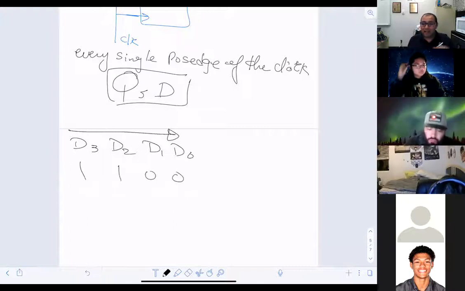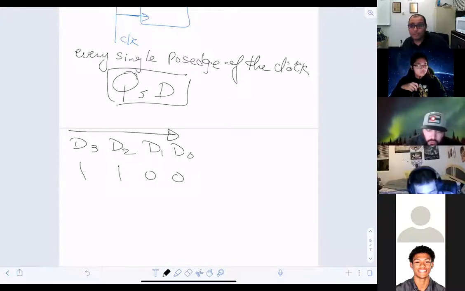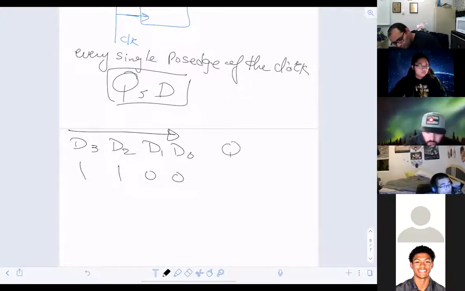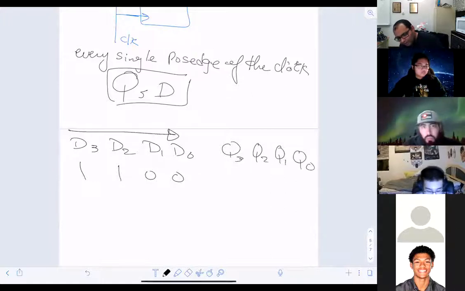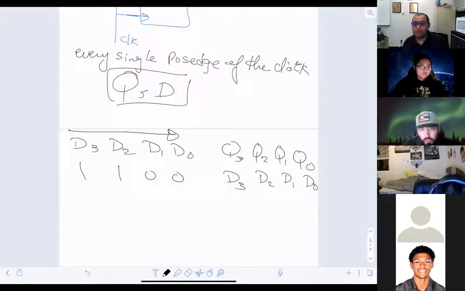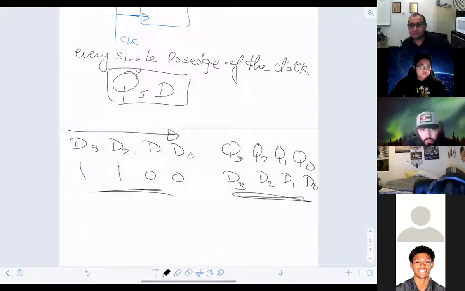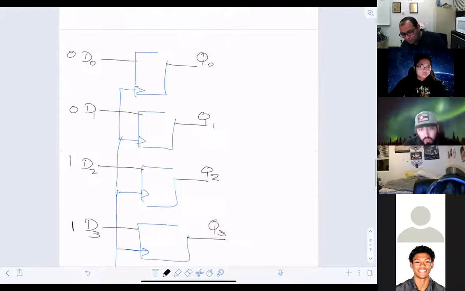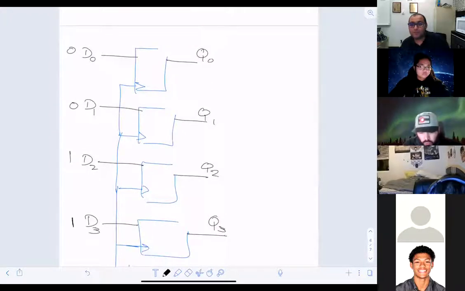So you are saying that after one edge of the clock, which is positive, what will happen? Q3, Q2, Q1, Q0 will be equal to D3, D2, D1, D0, no matter what the value is. So after one positive edge, that value will be written here as an output. Imagine what we did now in front of you is basically a register.